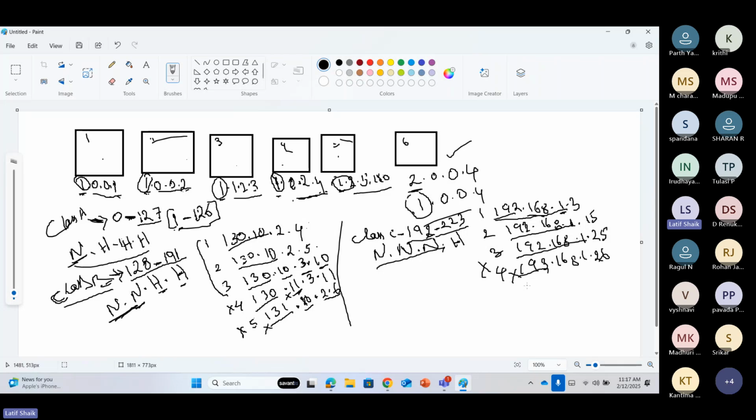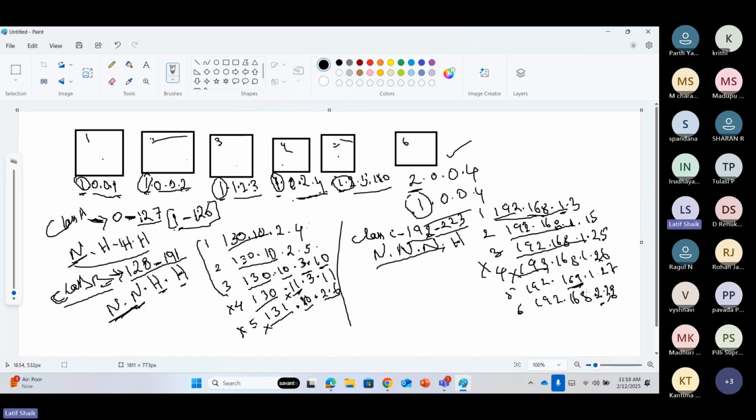Take another example. 192.169.1.27. Then 192.168.2.28. So here in this one, the second octet is 169, which is different from the other devices' second octet number. In the sixth system, the third octet is 2, so actually the third octet must be 1 only.